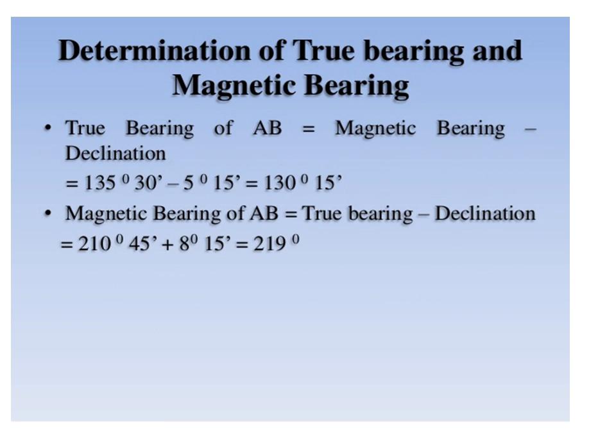In this slide you will find the determination of true bearing and magnetic bearing. True bearing of AB equal to magnetic bearing minus declination, and magnetic bearing of AB equal to true bearing minus declination.